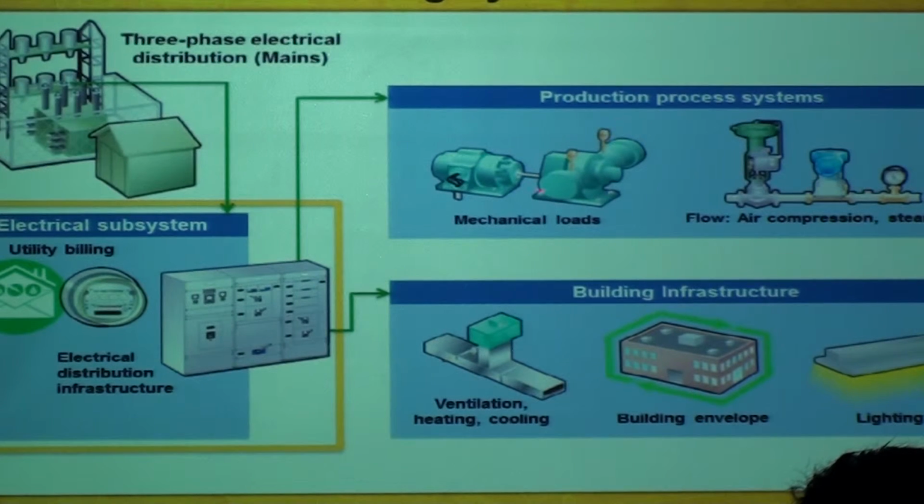Then we will move into the production process system. We will talk about motors, mechanical loads, but also compressed air, steam traps, and so forth. And then finally, we will look at the building infrastructure. So HVAC, building envelope, and lighting as well. We'll look at 3 different sections of that.